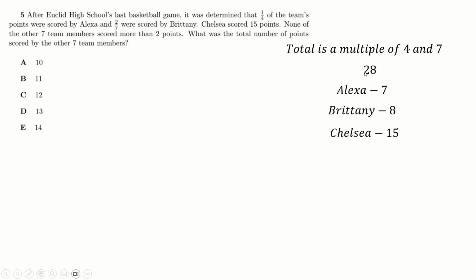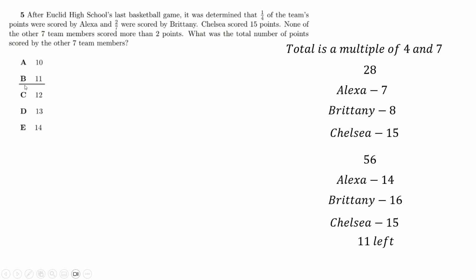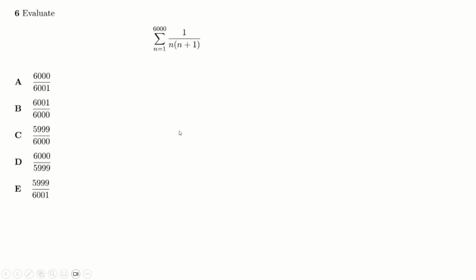The next multiple of 4 and 7 is 56, so just double all those numbers except for Chelsea, who always stays at 15, of course. This leaves behind 11, which seems like a reasonable number for 7 other team members to score if none of them score more than 2. And of course it's one of the answers, so therefore I think it is the answer.